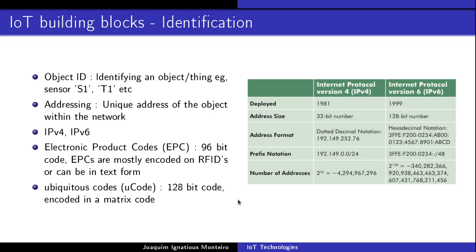The first thing is you need to have an addressing format for the object or the thing which is sent there. You could refer to this in two ways. You could have an object ID. You say it's sensor 1 or temperature sensor 1, T1, like that. That is an object ID. But along with that, in Internet of Things, the object should have a unique address within the network. That is provided by your Internet Protocol version 4 or version 6. That is one way to provide this IP address. Along with that, there are some others. Regarding IPv4 and IPv6, you just read about that.